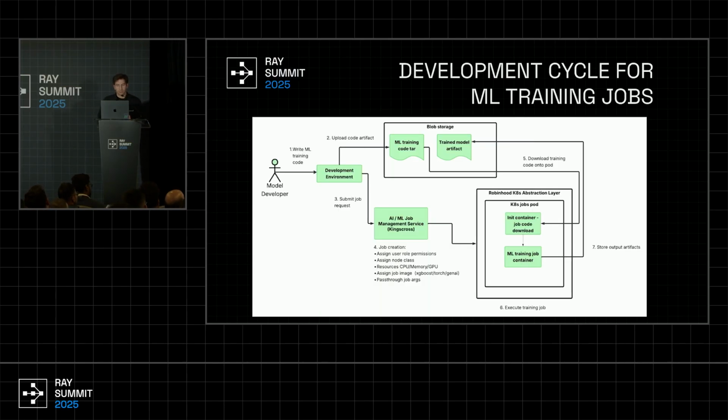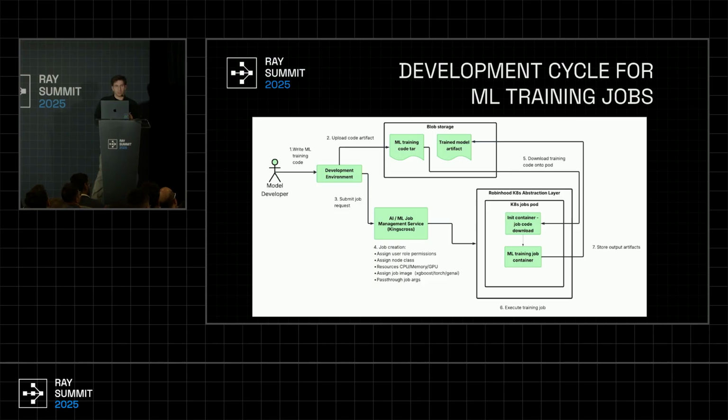And now I'll dig a little bit deeper into what the ad hoc development flow looked like for ML model developers. As I mentioned, the user's journey starts with writing their local code. And then they'll use a CLI that's part of our King's Cross platform to package that code up and upload it to blob storage. Next, we have another CLI that they use as their interface for submitting a job to our ML and AI job management platform, King's Cross.